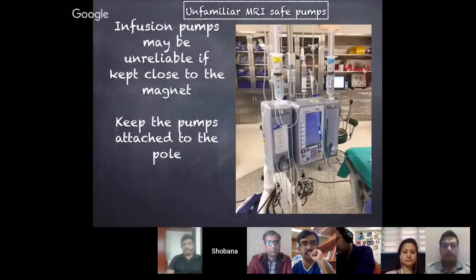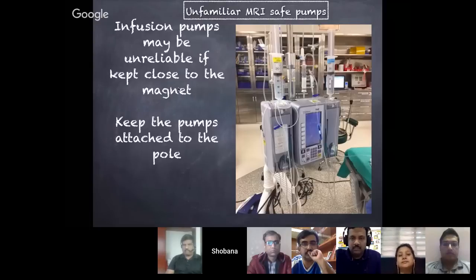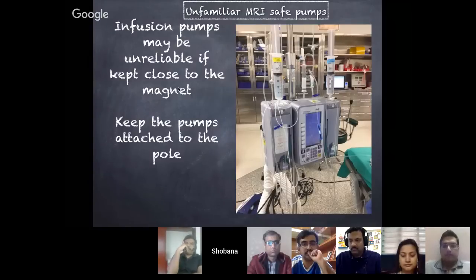Again, as far as the infusion pumps are concerned, they may become very unreliable if you keep them too close to the magnet, and therefore they have to be in the gray area or slightly outside. And also make sure that the pumps are securely attached to the pole. Otherwise, they can get dislodged and fly towards the magnet.